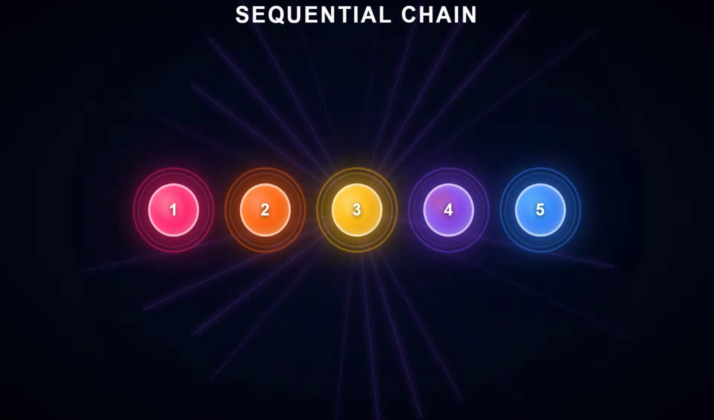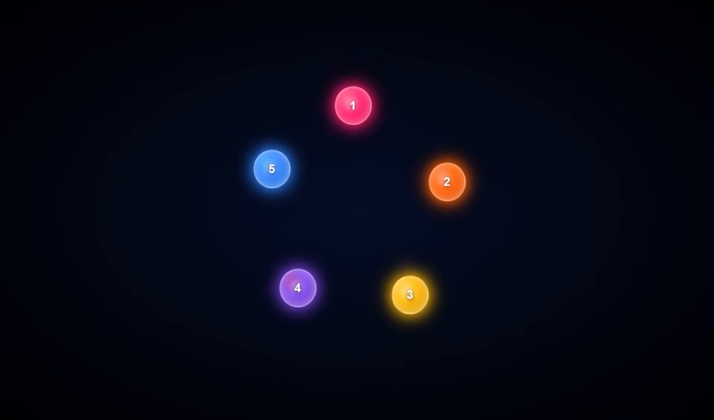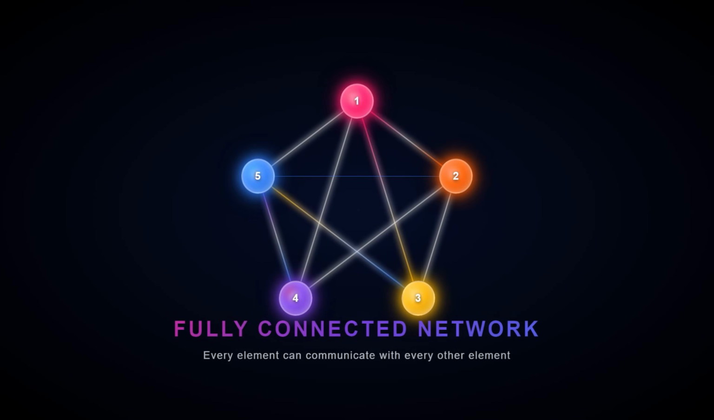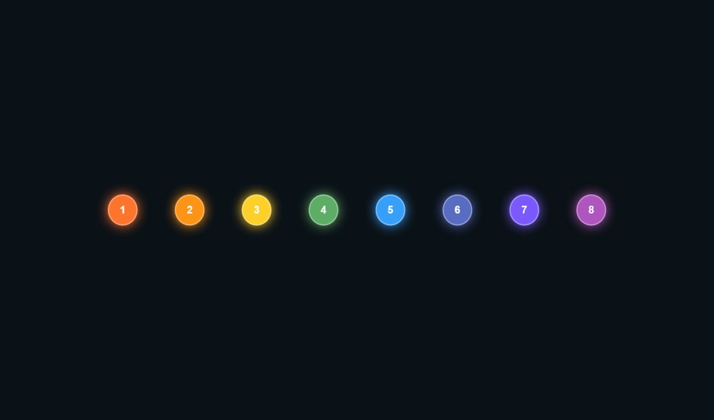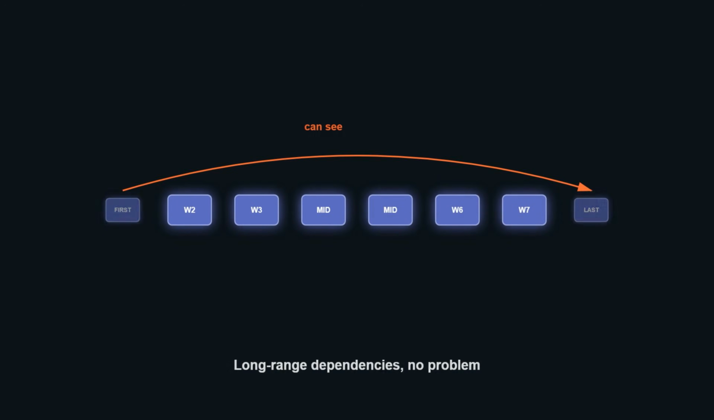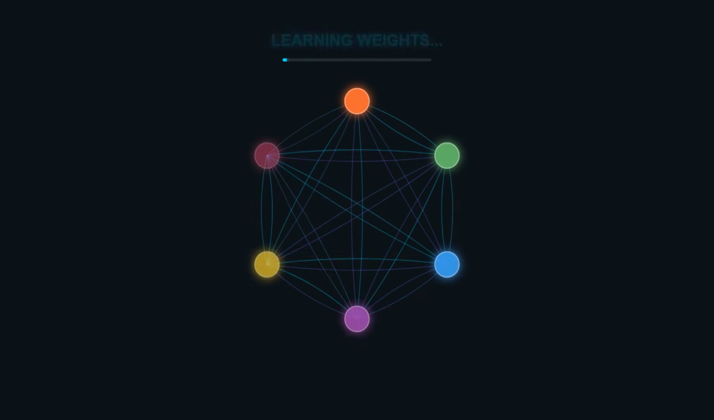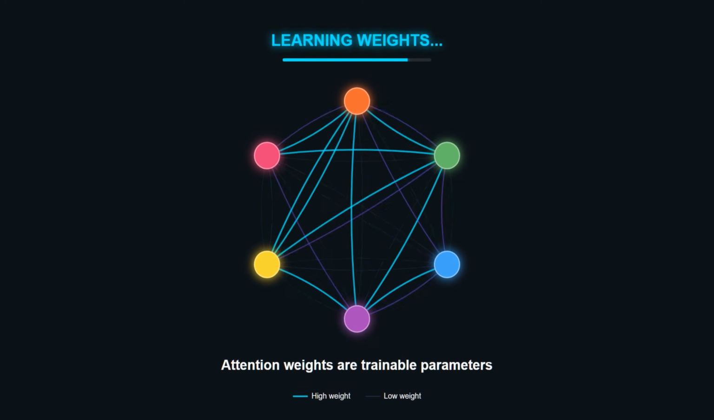A sequential chain explodes into a fully connected network. Every single position can now attend to every other position in parallel. The first word can see the last word, the middle can reference the beginning. But here's where it gets brilliant. The model doesn't just see everything, it learns what to pay attention to. It's not random connections. It's learnable, intelligent information routing.